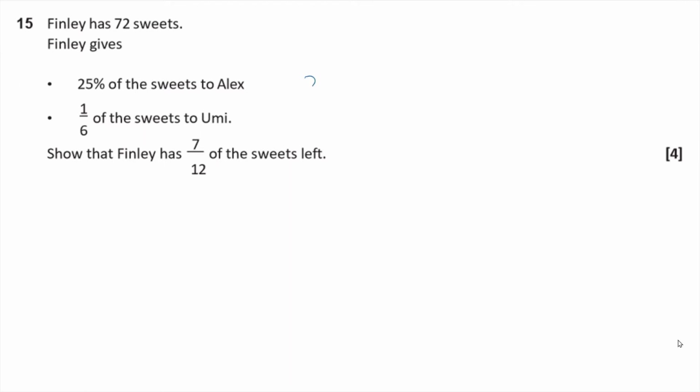So I think I'm just going to do 72 divided by 4 then. So work out what that is. 72 divided by 4, that is 18. So he's giving 18 sweets to Alex. 1/6 of his sweets to Umi. So presumably it's the whole total here, it isn't saying what's left over. So it's still going to be of 72. So 72 divided by 6, that's 12. Okay, so that means he's given away a total of 18 plus 12, which is 30.